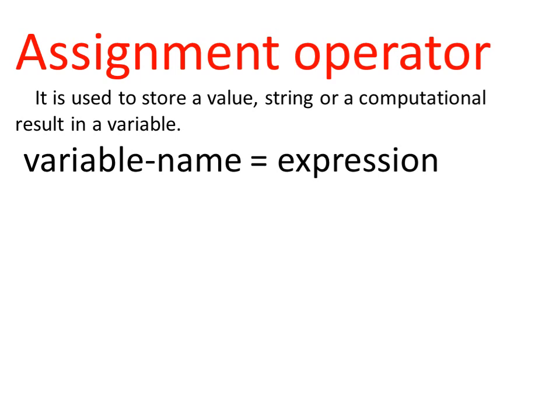Here you can see a statement: variable name equal to expression. In this statement we use an assignment operator, equal. On the left hand side we write the variable name and on the right hand side we write any expression or any value. For example, if we write a equal to 10, here a is the variable name and 10 is the value which is stored in the variable a. Here we use the assignment operator equal, which assigns the value 10 to the variable a.